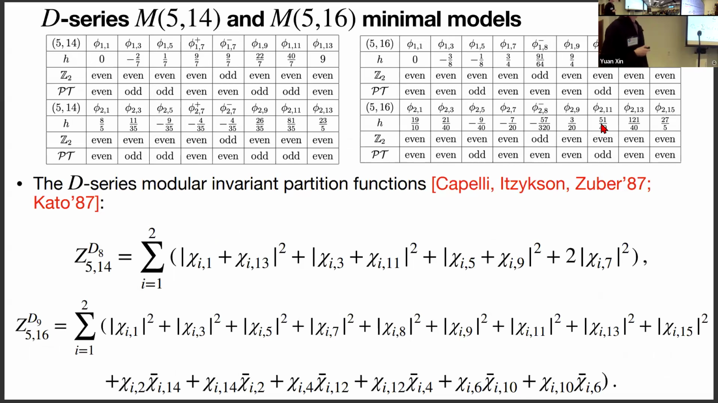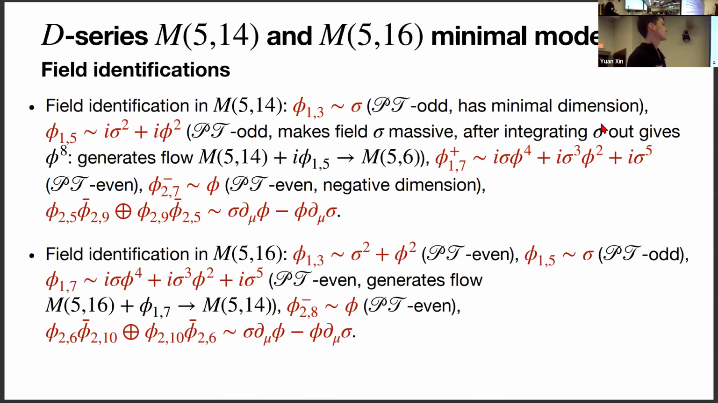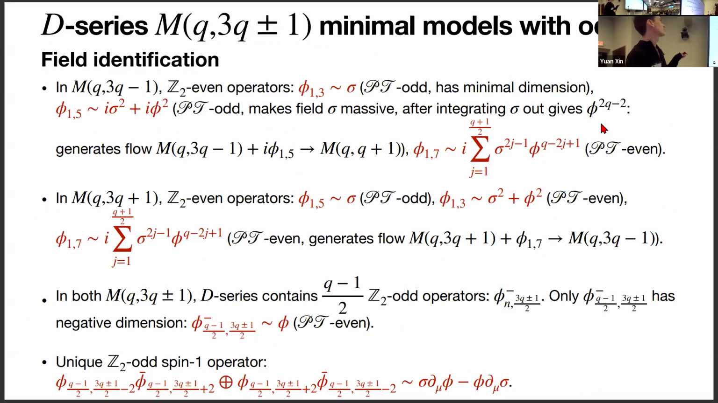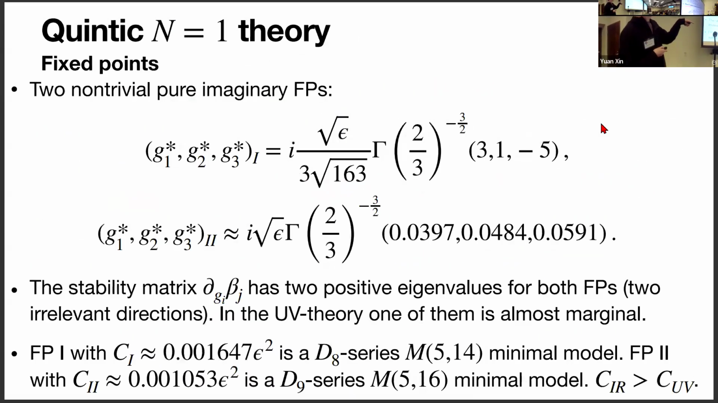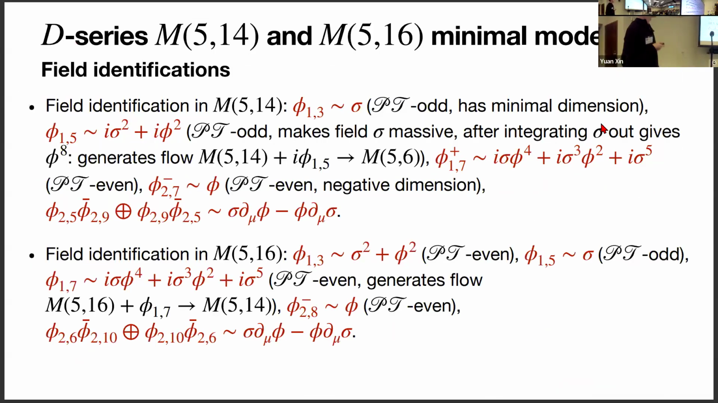But the D-series model invariant partition functions are here. They're maybe similar to what Zima showed. This is like M310, this is like M38, but of course more difficult. So again, we have fields from the Z2 even sector, and we have fields from the twisted sector. And just substituting Q equals 5 in this slide, we obtain this slide. So all of these identifications which I explained before are here for the M514 and M516 minimal models.